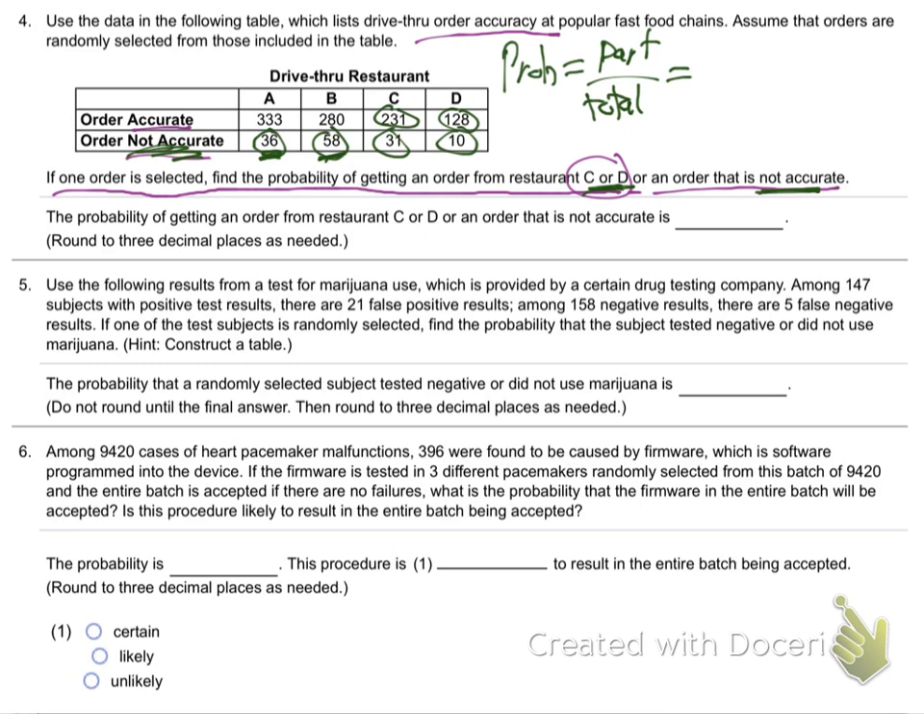If we just at random grab an order, what's the probability that we're going to get an order that was from C or D, that would be any of these 4, or is just not an accurate order of any kind, that would throw in these 2. So for the top part, we have to add all those up. So we're going to have to add 36 and 58 plus the other 4, these 4. And that's over the total. Does it say what the total is anywhere? I guess not. So you're going to have to add all these things up.